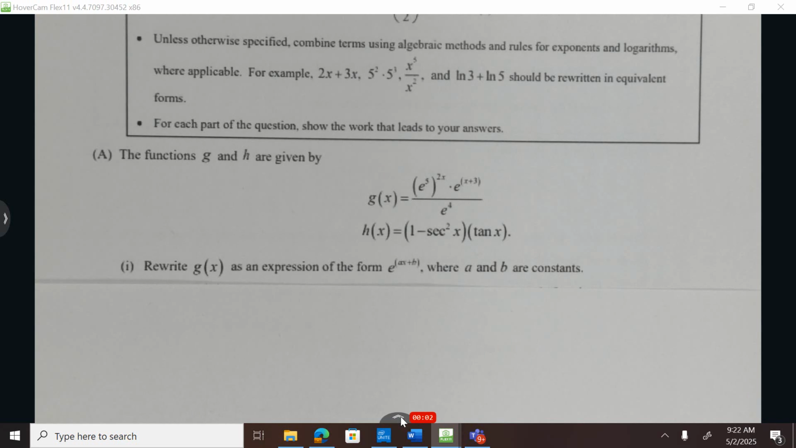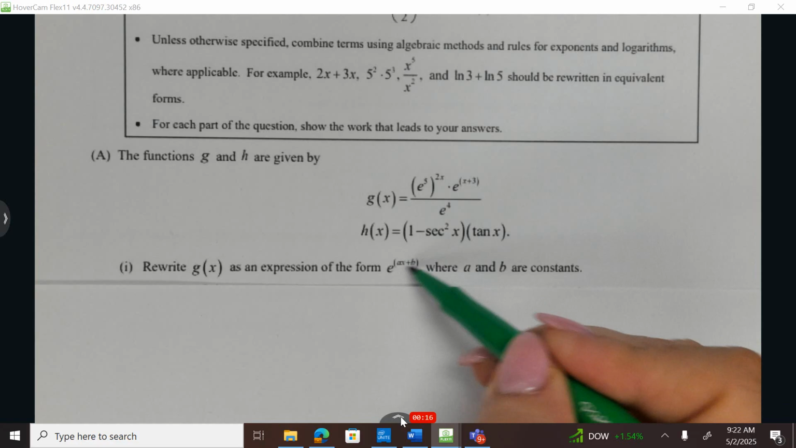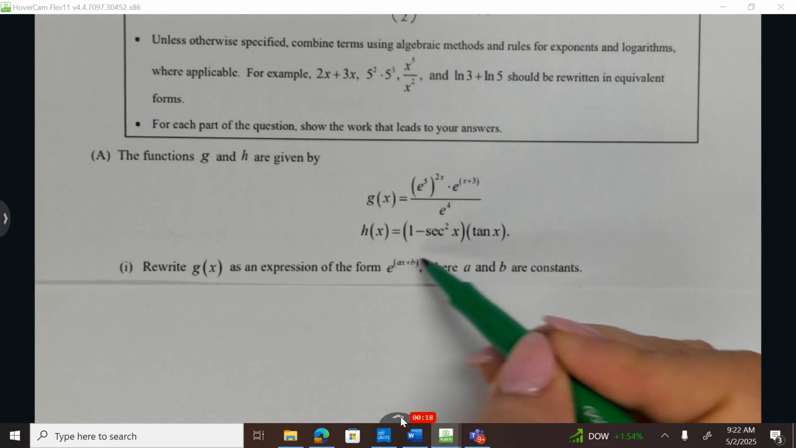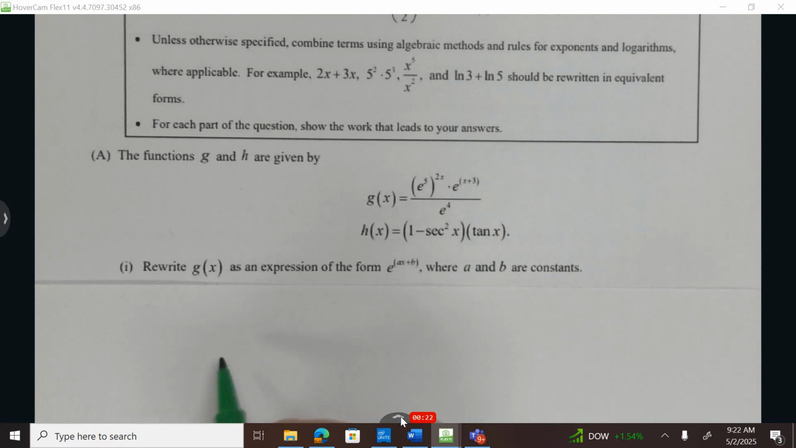This is the second question in the FRQ4 packet. Let's get started. We're going to rewrite the function g of x as an expression in the form e raised to a quantity where a and b are constants. As a quick reminder, there is no limitation in terms of what this value is. So this value could be positive, negative, or equal to 0. All right, let's get started.